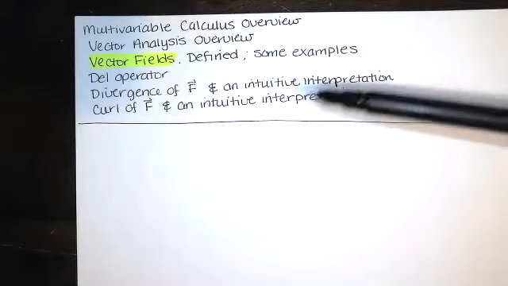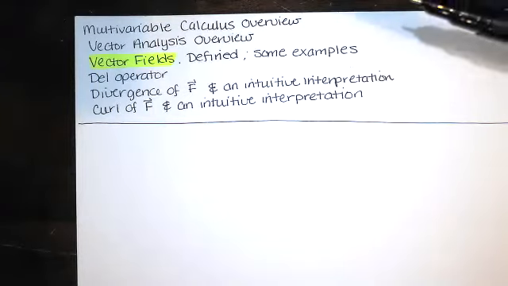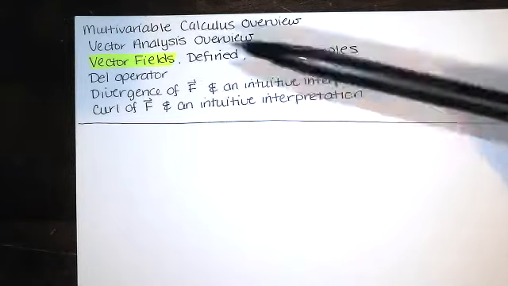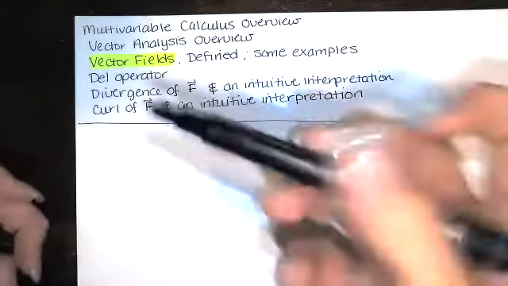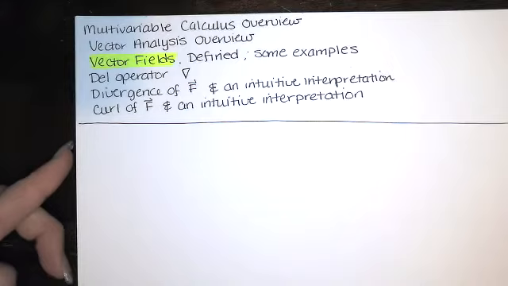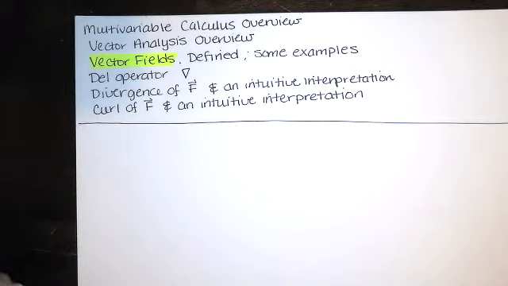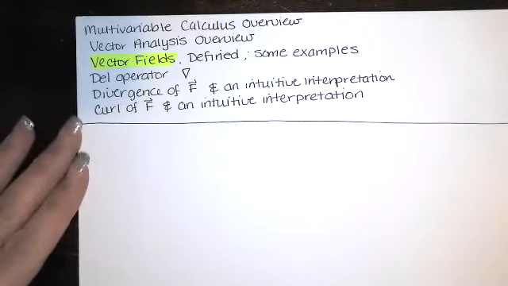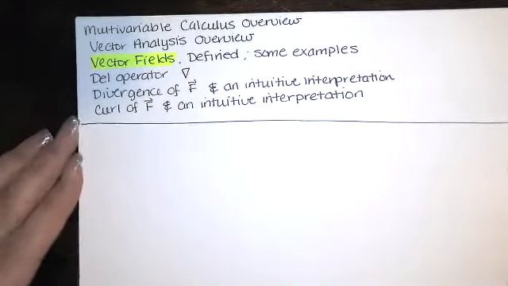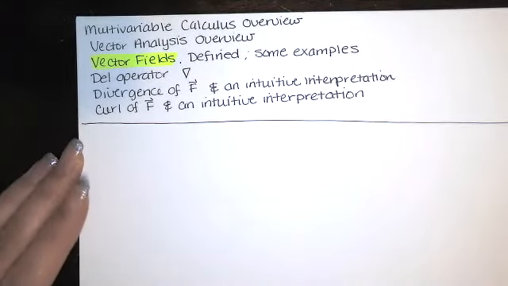And then we'll start by discussing what a vector field is. We'll define it, and I'll show you some examples. We will discuss the del operator. You've seen it before. It looks like this. I'll define that for you. And then we will look at the divergence of a vector field F, and I'll provide an intuitive interpretation of what the divergence means. And we'll discuss the curl of F. I'll show you how to calculate it, and then we'll provide an intuitive interpretation of that as well.